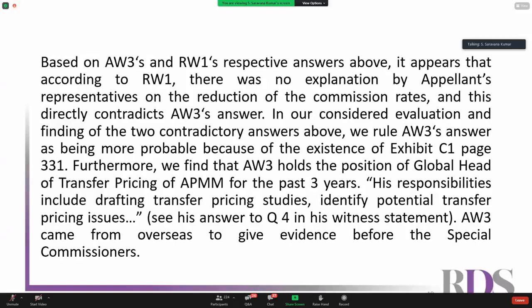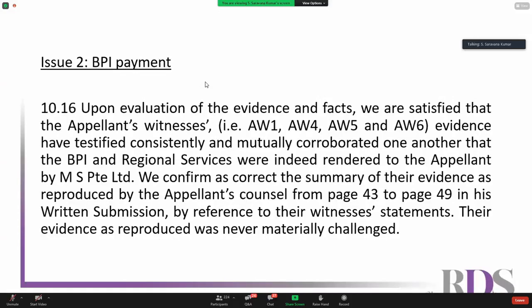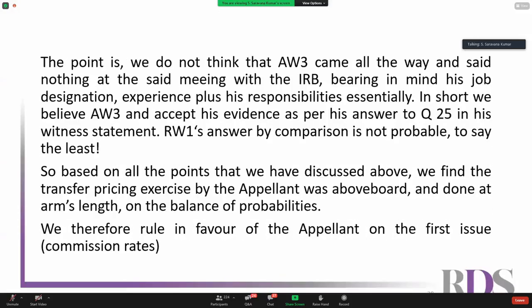So very, very clear. AW3, the expert witness from Denmark, was able to stand by his report. And when it was put to him, he was able to defend himself against the IRB. And the judge said there's no point, they think, that AW3 came all the way from Denmark just to come and have a meeting with the IRB, just to see the IRB and just to listen to the IRB.